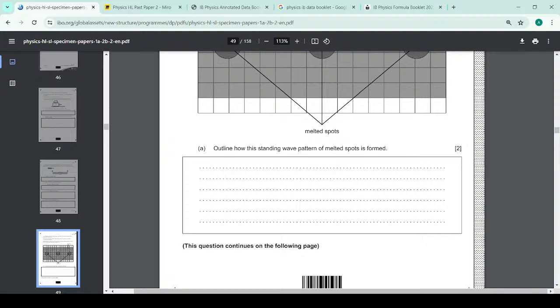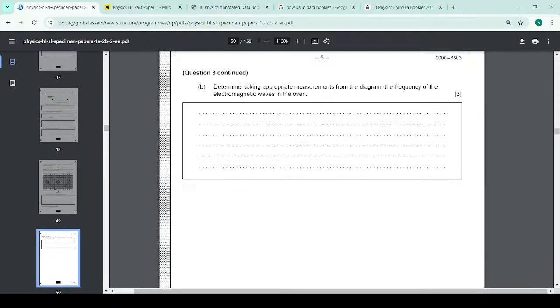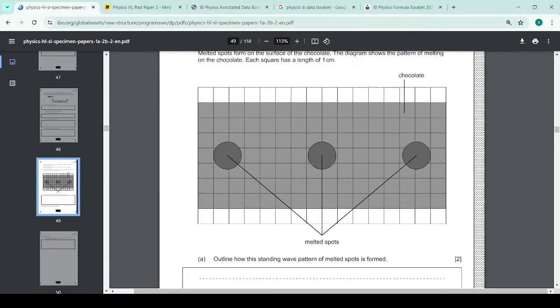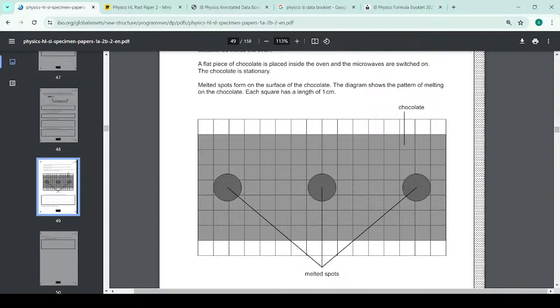So, outline how the standing wave pattern of the melted points is formed. Standing waves, just when it bounces back. Determine, taking appropriate measurements from the diagram, the frequency of the EM waves in the oven. So if each of these are 1 centimeter, the distance between them, 1, 2, 3, 4, 5, 6 point, I'll say like 6.1.